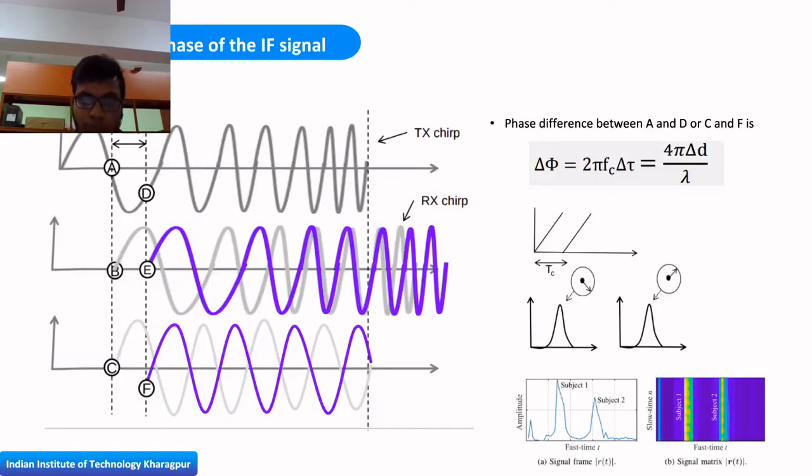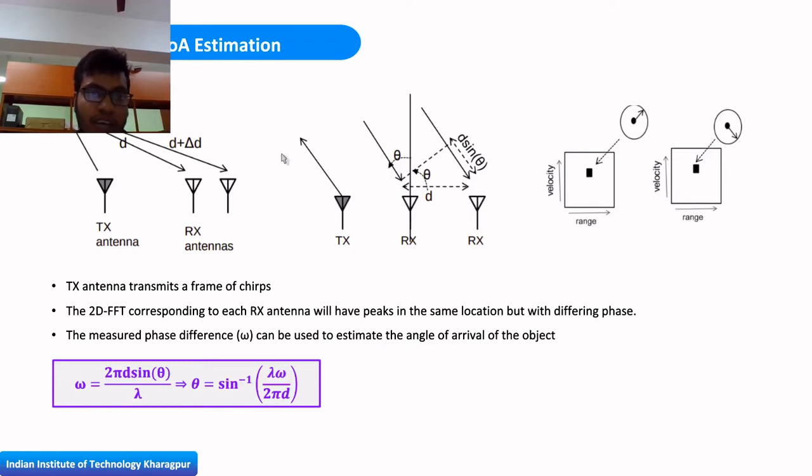Yeah. So the next task is to figure out the angle of arrival of the object. So suppose I have a single transmission antenna and I have two RX antennas. If the object is located somewhere here, then the RX antenna which is closer to that object will cover a distance of d, but the other RX antenna will traverse a delta d more distance, right.